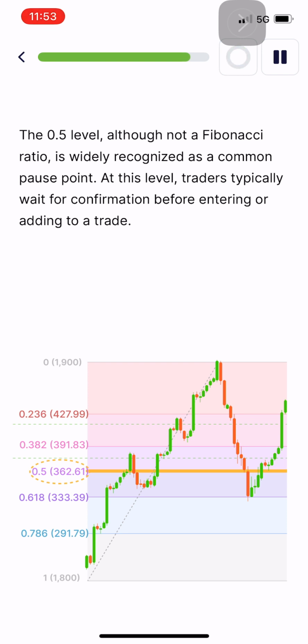The 0.5 level, although not a Fibonacci ratio, is widely recognized as a common pause point. At this level, traders typically wait for confirmation before entering or adding to a trade.